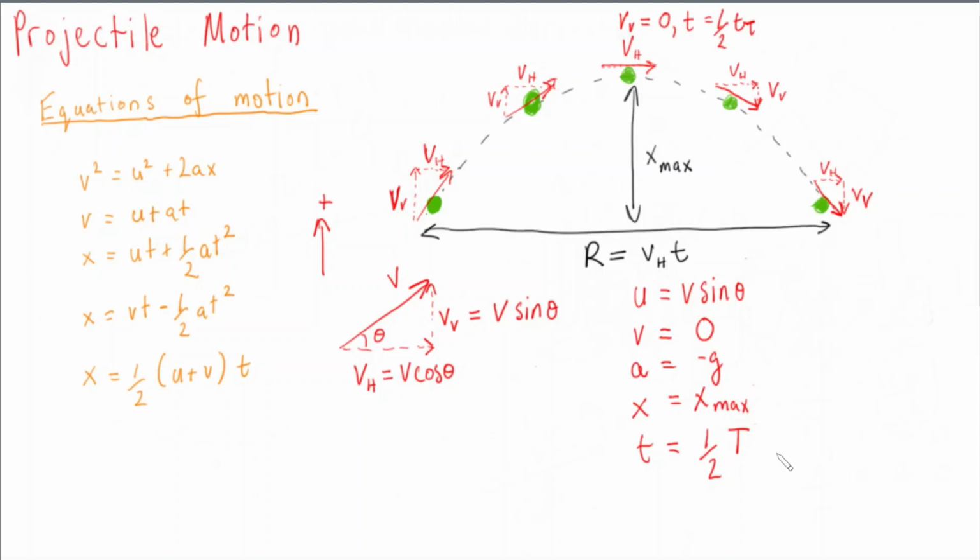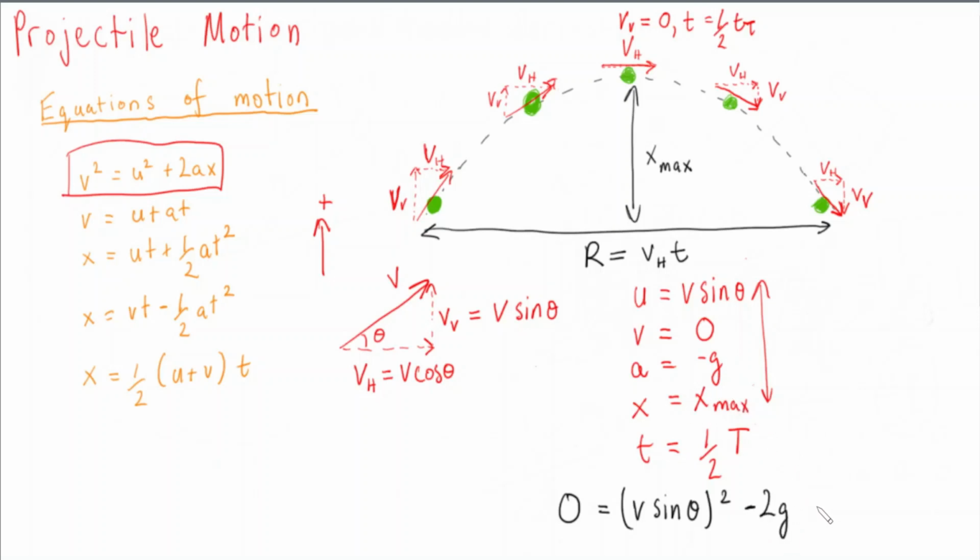And let's say I want to derive an equation that's completely independent of the time, so I'm only relying on these four variables. And the only equation that lives up to that is this one here. So I can go ahead and substitute all my values into that equation. I know my v squared will be 0, so I'll put a 0 there. I know my initial velocity is just going to be v sine theta squared. I know my acceleration is going to be negative g, so I can say negative 2g. And I know x is going to be my x max, so I'll put that in as well.